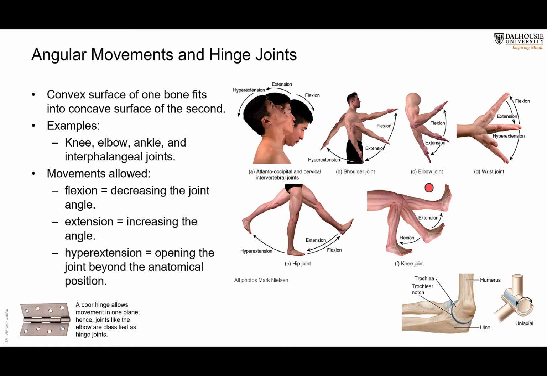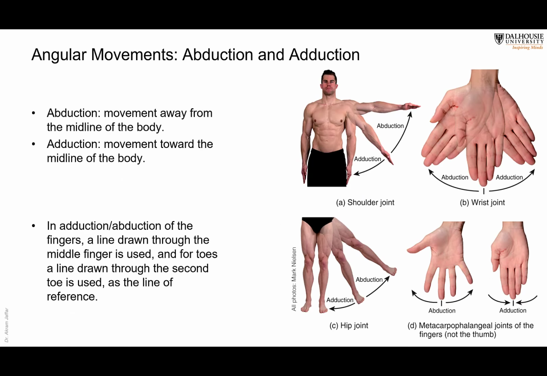The ankle joint is also a hinge joint, like the hinge of a door. Angular movements include adduction and abduction. Look at it here: this is abduction and adduction of the shoulder joint, adduction and abduction of the hip joint, and here is adduction and abduction of the wrist joint.